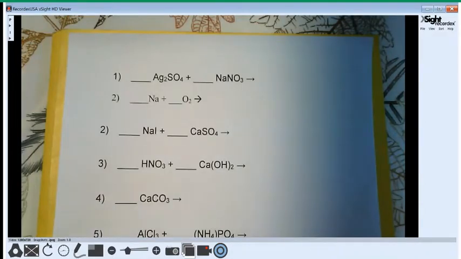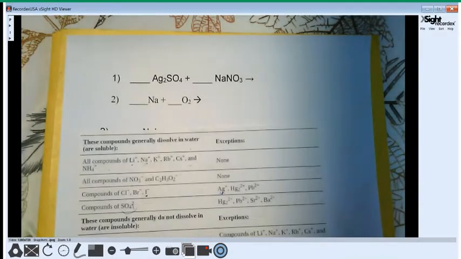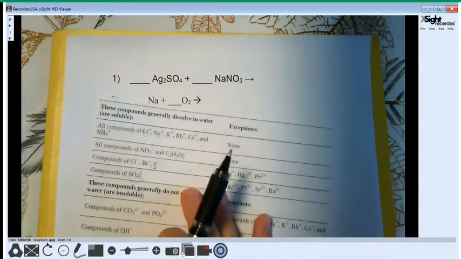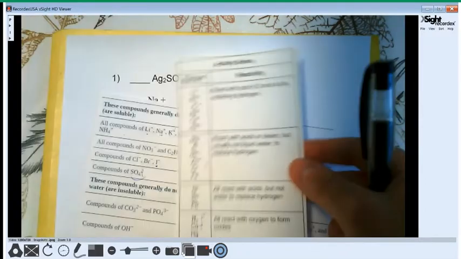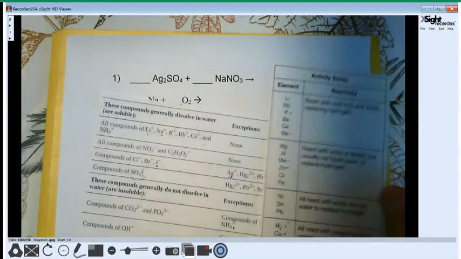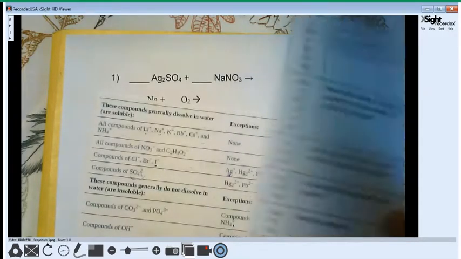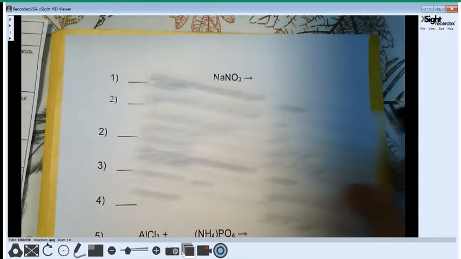So, first of all, when you're predicting products and whether or not a reaction will occur, remember that you want to have your solubility rules and you also want to have your activity series. And you can use both of these on the test tomorrow. I will give you a copy to use on the test. So I'm just going to have these on hand so that we can use them when we need to.